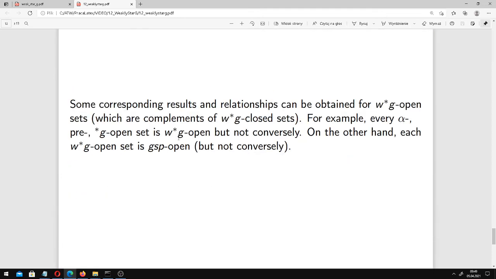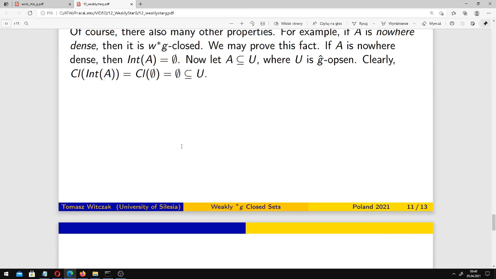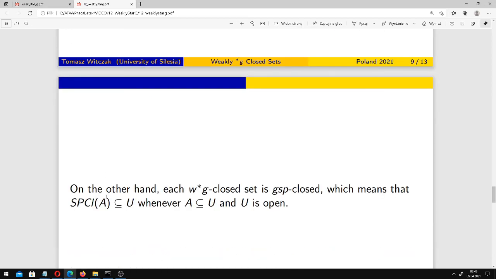Some corresponding results and relationships can be obtained for weakly star g open sets, which are complements of weakly star g closed sets. For example, every alpha star g open set is weakly star g open, but not conversely. And on the other hand, each weakly star g open set is gsp open, but not conversely. And in case of gsp open sets, we speak not about the semi-pre-closure of A, but about the semi-pre-interior of A.